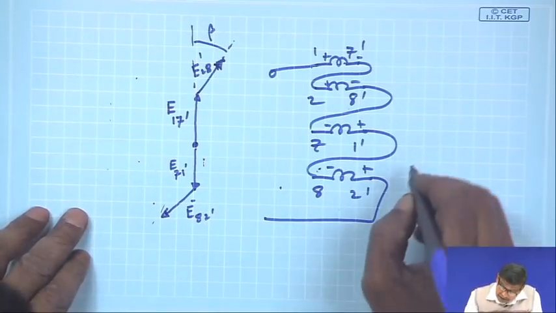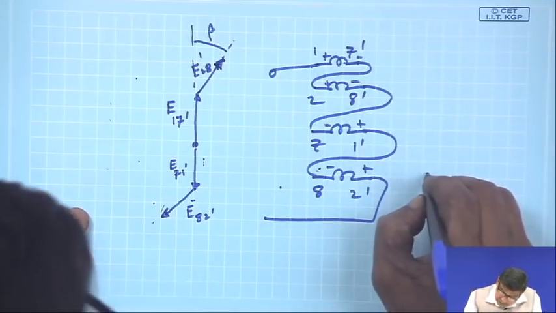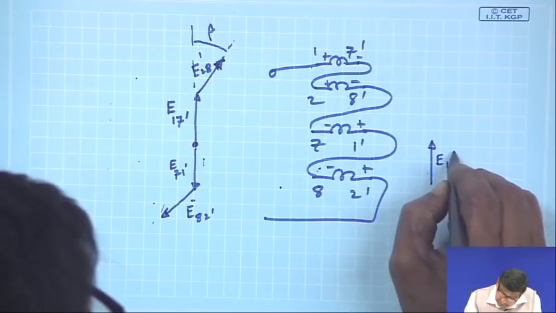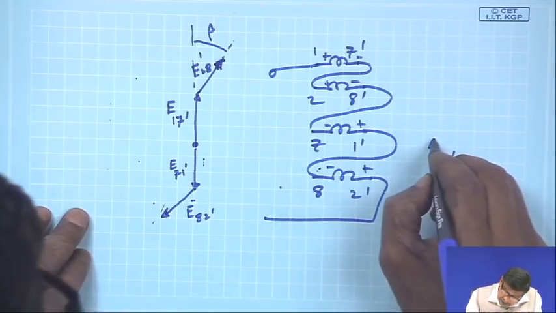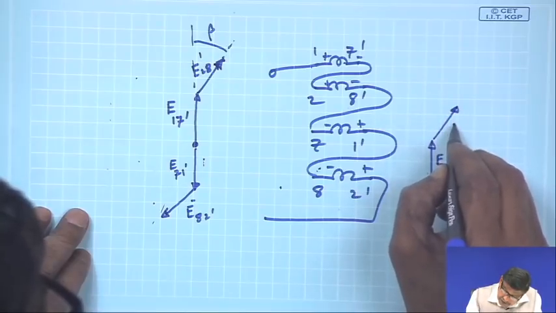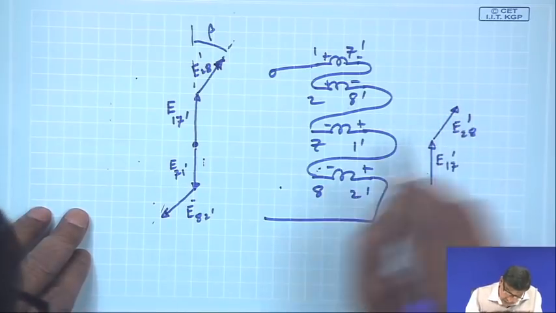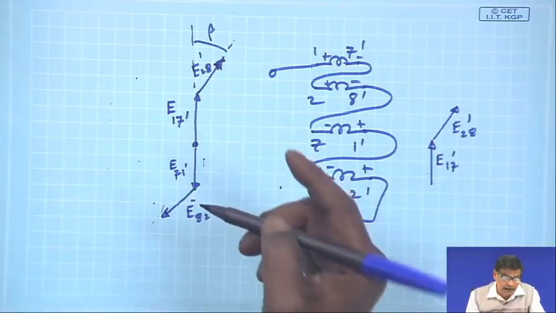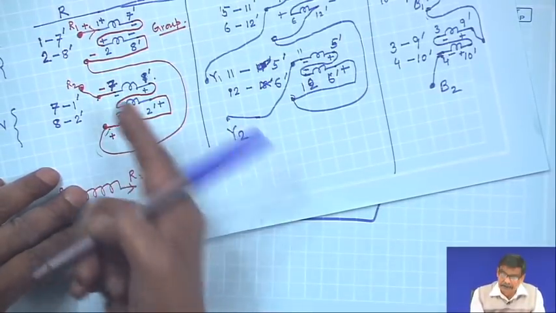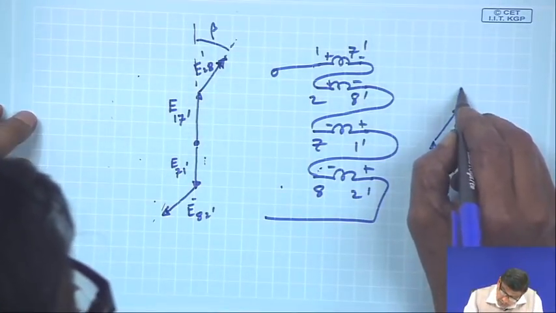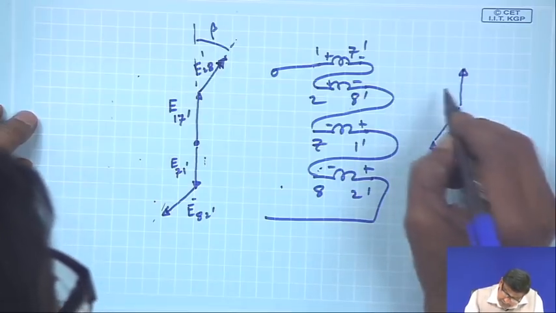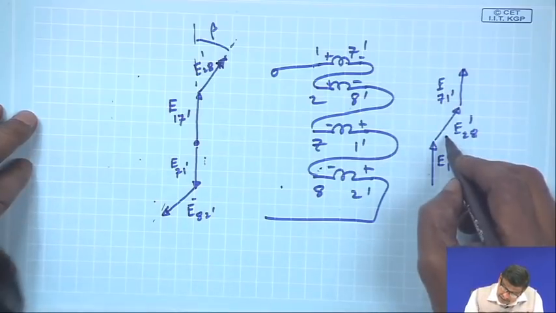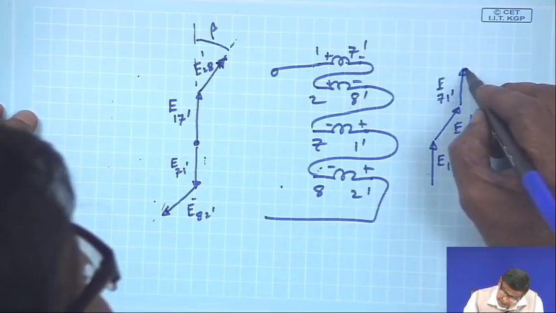So, what is to be done to get the total voltage? Suppose this is E1-7', then E2-8', that is fine. Then what you do is, you take the negative of E1-7', that is what exactly we have done, we have reversed the connection. So, then this voltage is E7-1', and then take E2-8'.